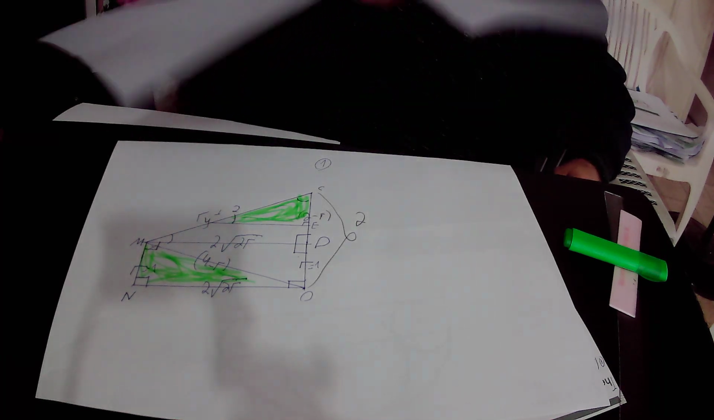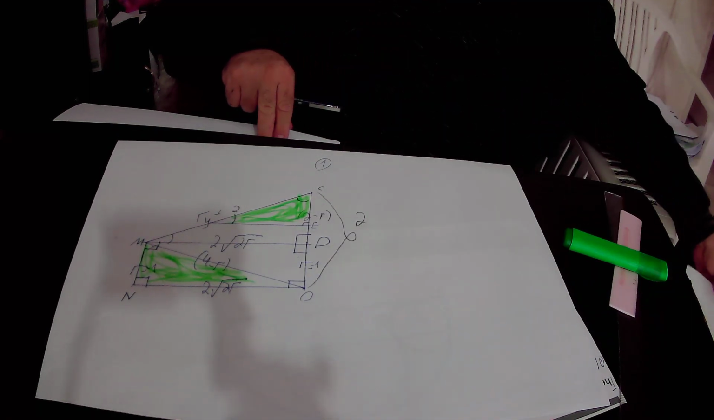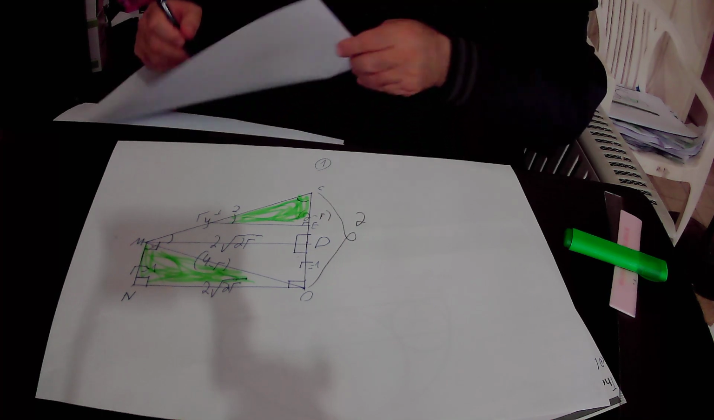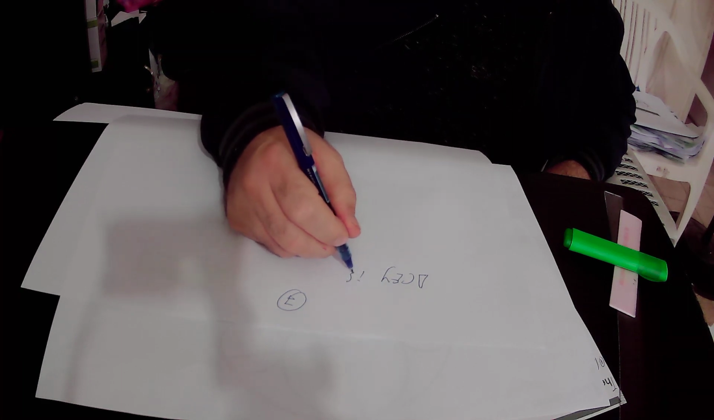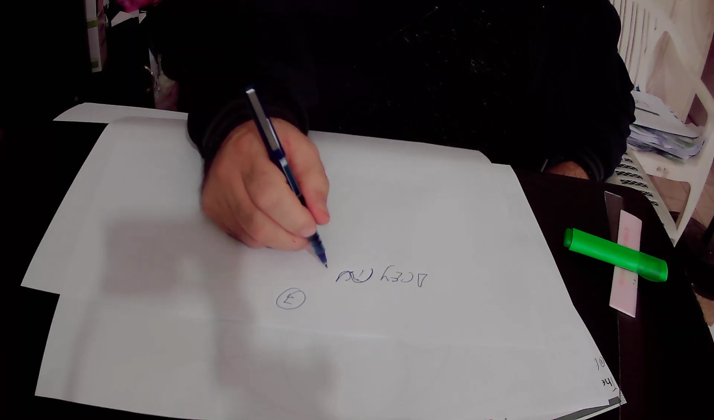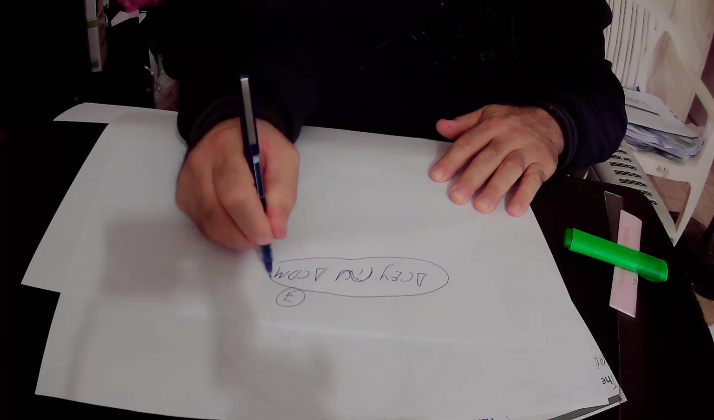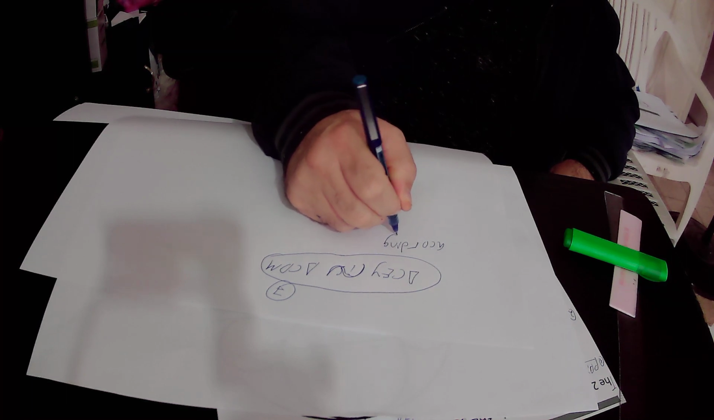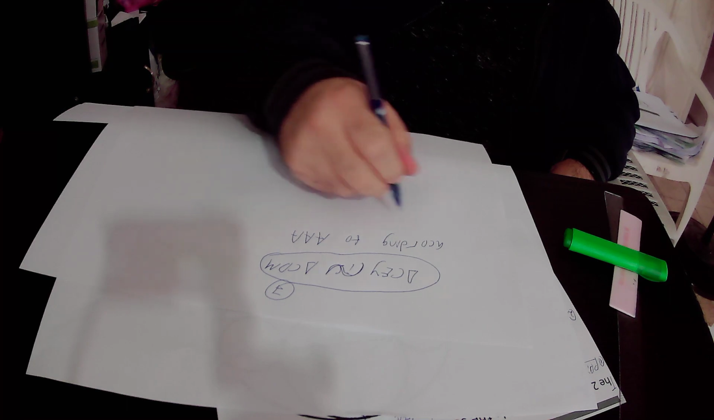So I'll write it down. We actually proved that triangle CEY is similar, this is the sign of similar, to triangle CDM according to the angle similarity rule.